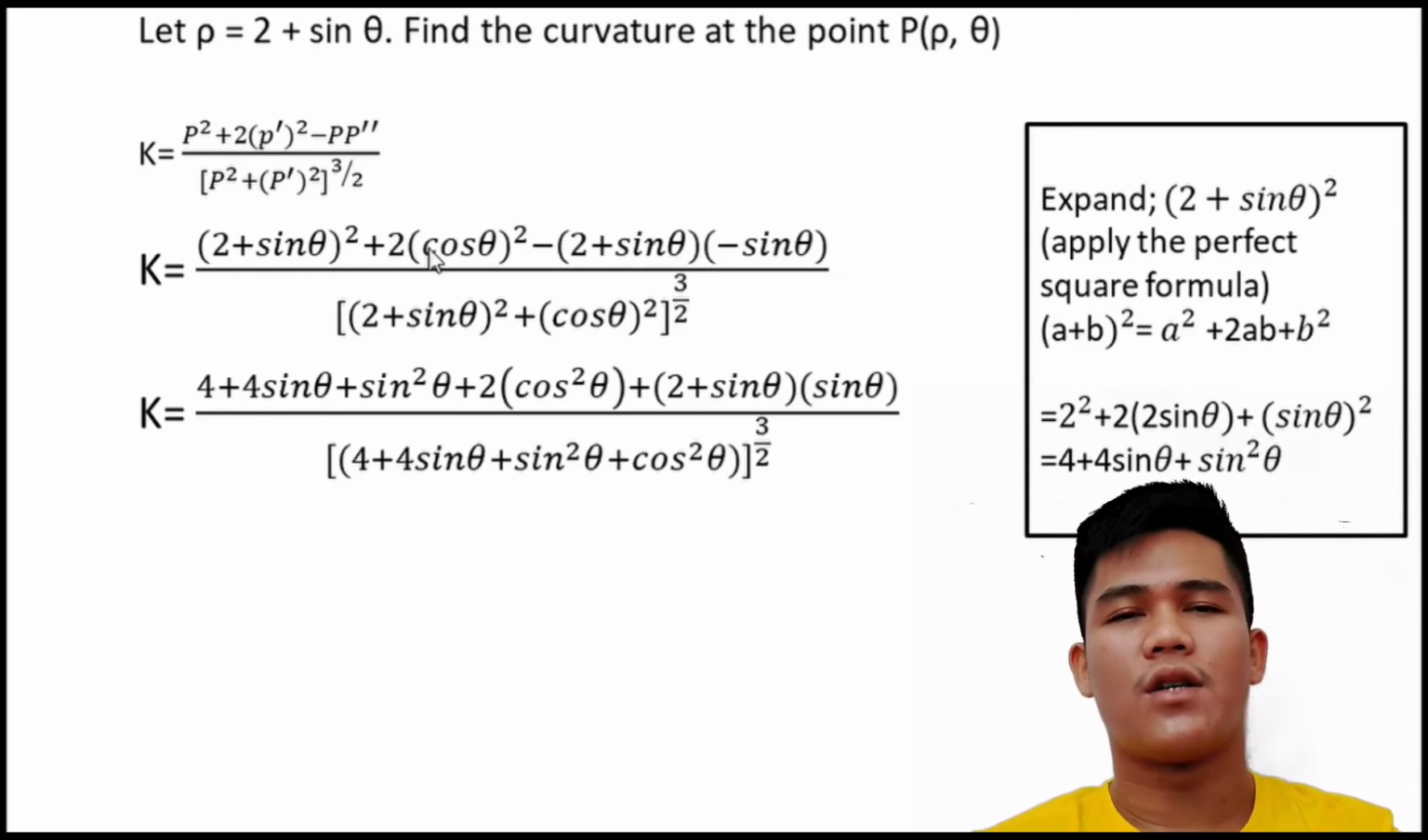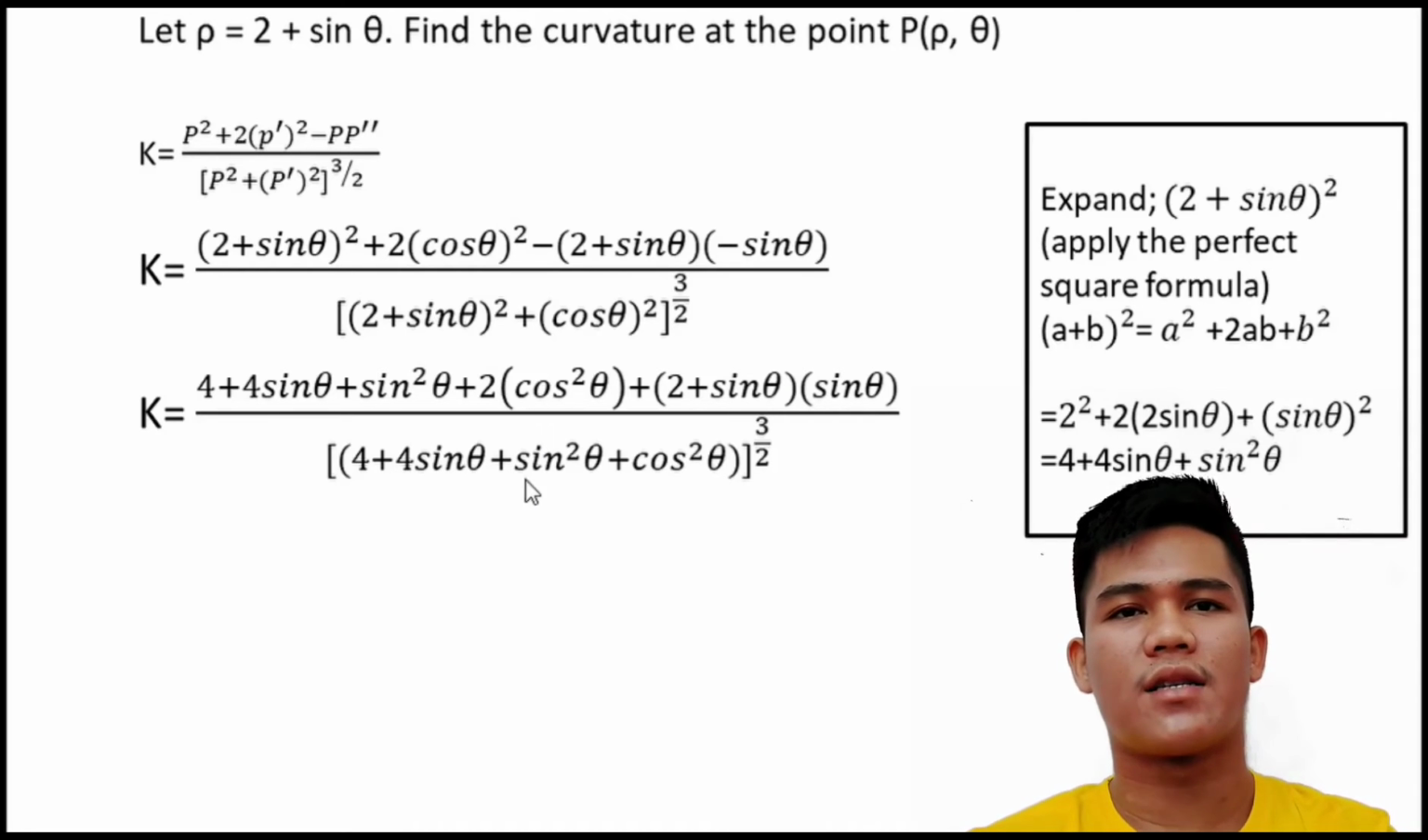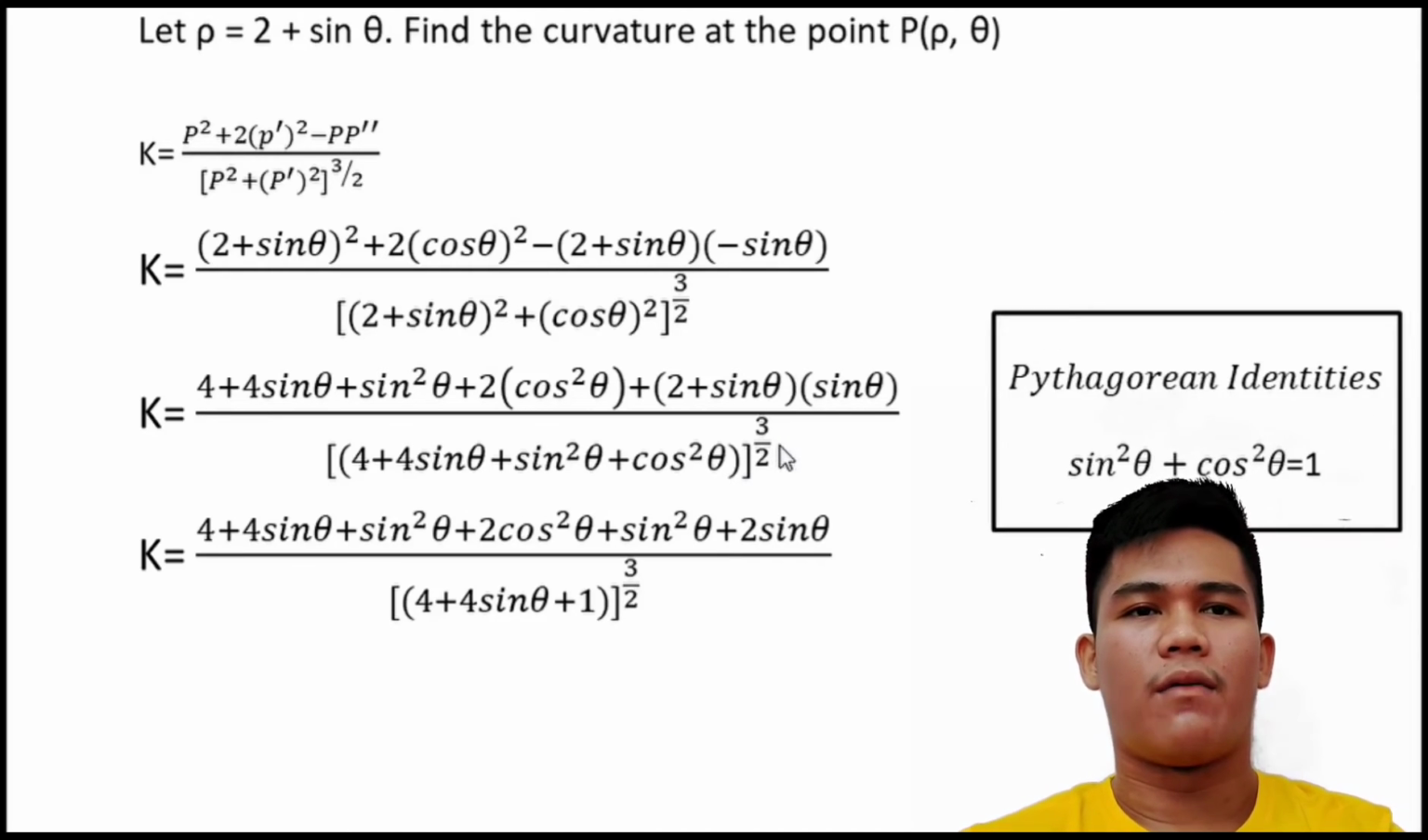cosine squared theta. So in the cosine theta squared, we have cosine squared theta. Then plus 2 is positive because negative times negative is positive, so our sine theta became positive. So 2 plus sine theta times sine theta over 4 plus 4 sine theta plus sine squared theta plus cosine squared theta, to the power of 3 over 2.